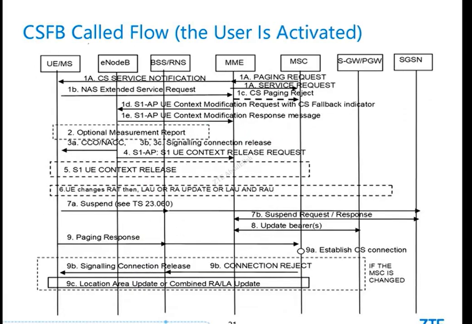And this is the CS fallback call flow in activated status. That means now the UE is doing some PS services, some LTE data services, but now it has a paging request. So after the UE receives the paging message, the UE will interrupt the data services and then fall back to the 2G and 3G network and set up the call. After the call finishes, it will return to the LTE network.